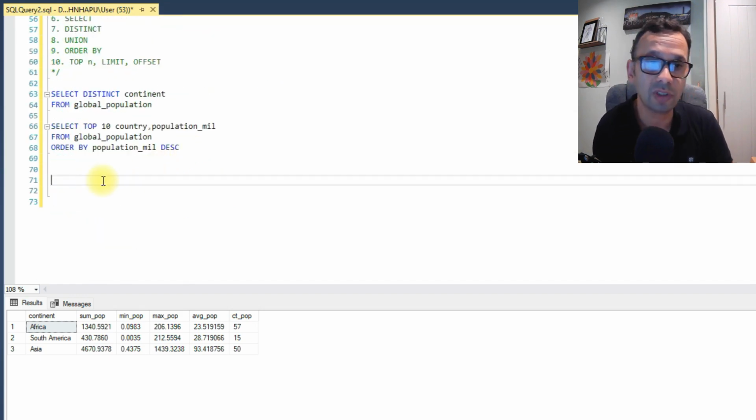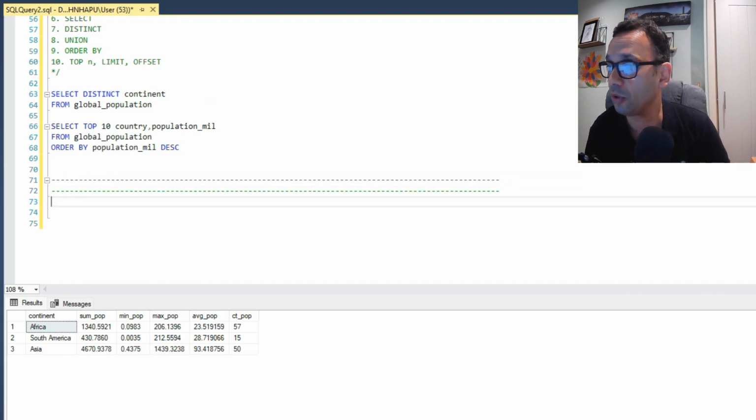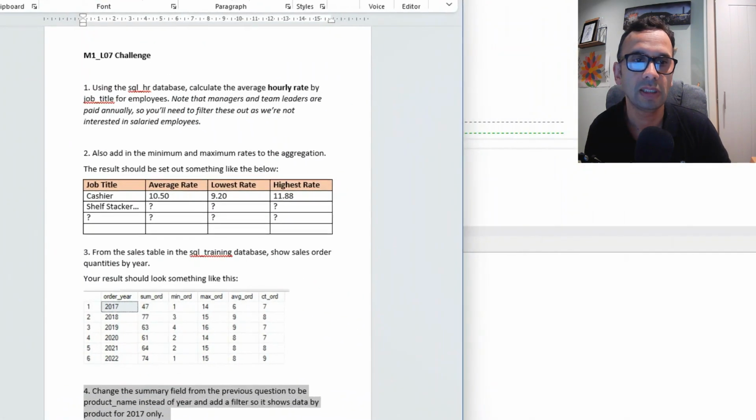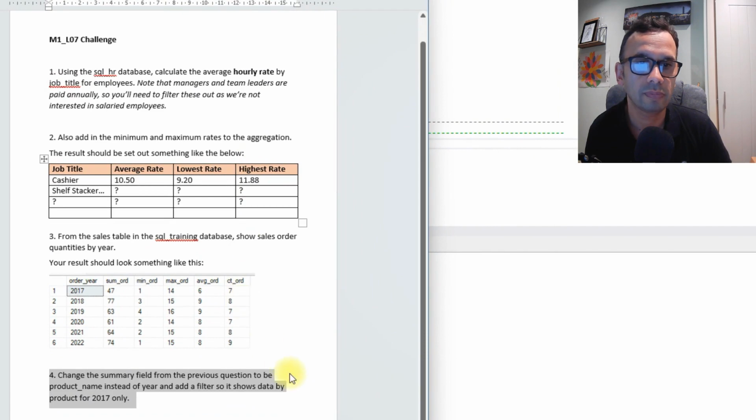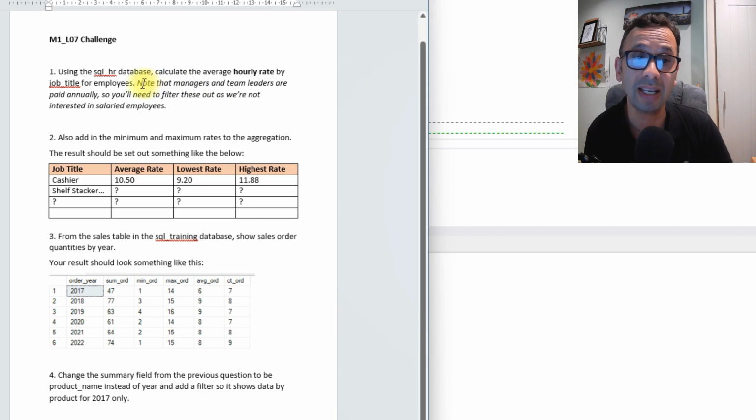So now I'm going to give you a challenge. In fact, I'm going to give you more than one challenge. I'm going to give you 4 challenges. So number 1. Using the HR database, calculate the average hourly rate by job title for employees. Note that managers and team leaders are paid annually, so we'll need to filter these out because we're not interested in salaried employees at this stage.